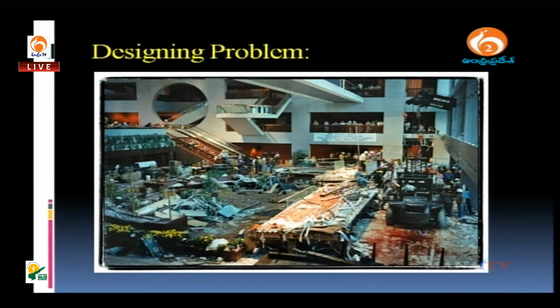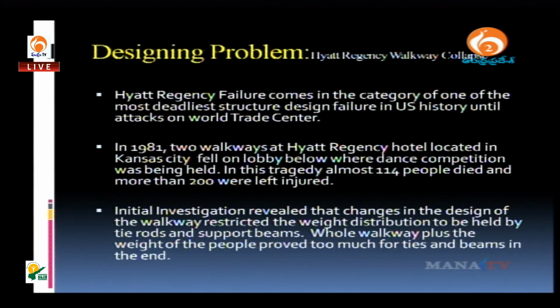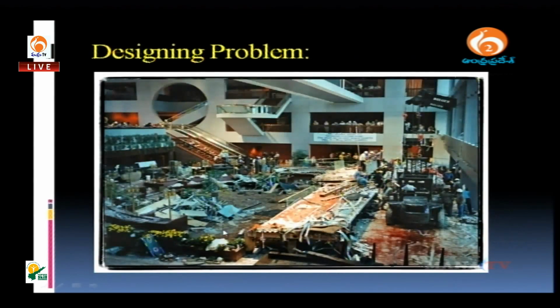After investigating, the investigator team said that it was a design failure. This happened in 1981. It was the Regency Hotel, located in the USA. A total of 114 people died. The investigation team revealed that the building collapsed because of the design problem.